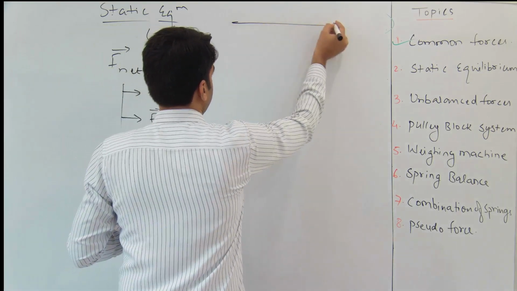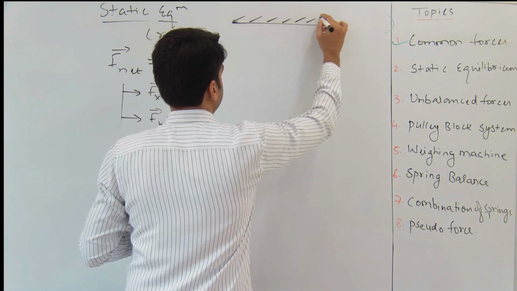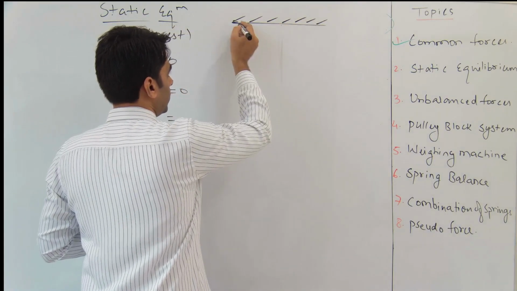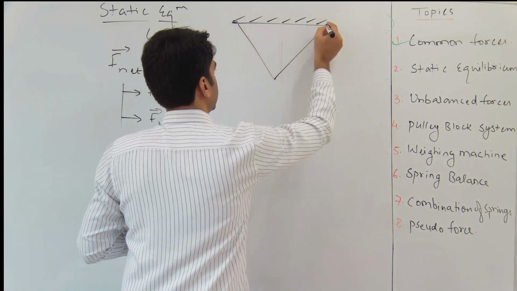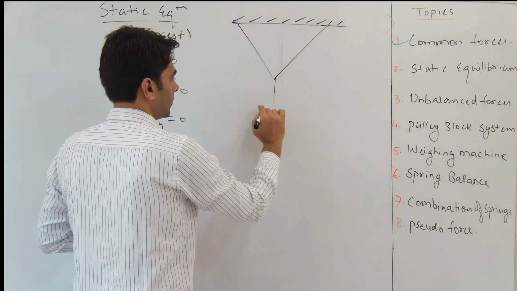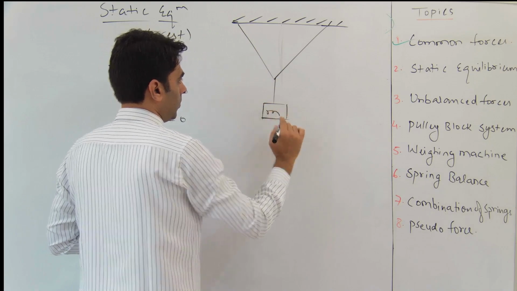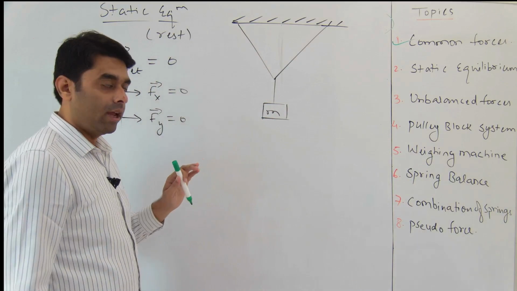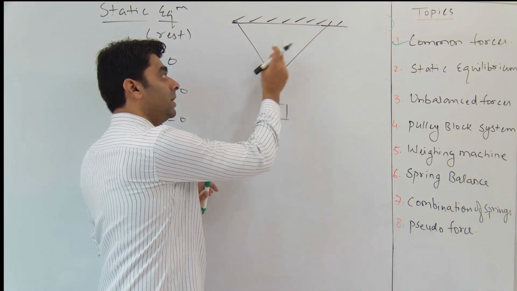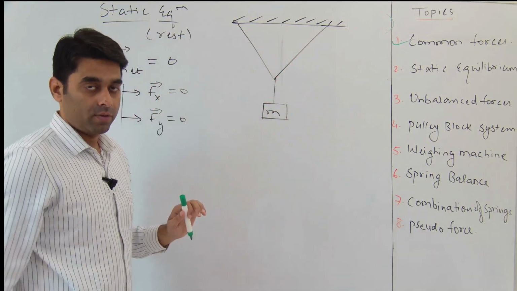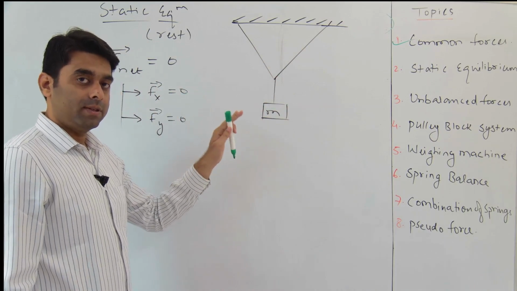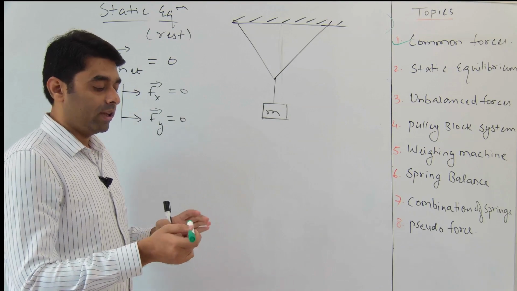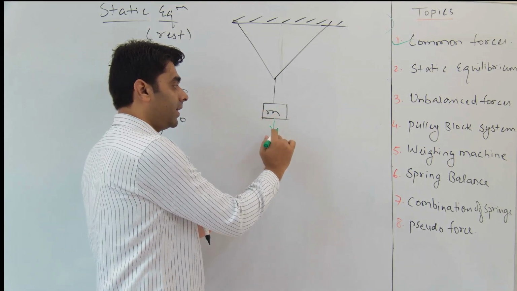Let's say that we have a situation in which a block of mass m is hanging with the help of a string. This string is being supported by two other strings. If it is hanging, it is at rest, that means it is in equilibrium. Let us apply the condition. First of all, let's draw the FBD. If we draw the FBD, on this, mg will be acting downward.